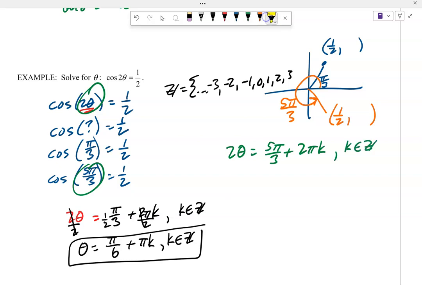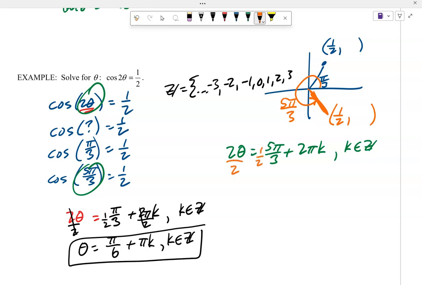And that hits any of these right here. That'll hit any of those, right? If k is 0, it's 5 pi thirds. If k is -1, it'd be negative pi thirds. If k is 1, it'd be 5 pi thirds plus 2 pi, which is 11 pi thirds, and so on, right? So it takes care of all cases.